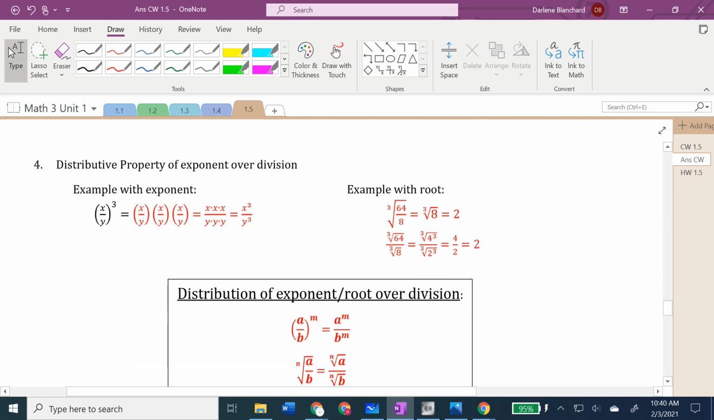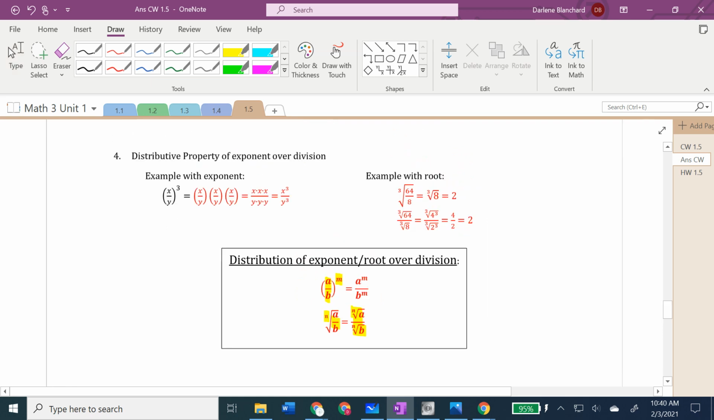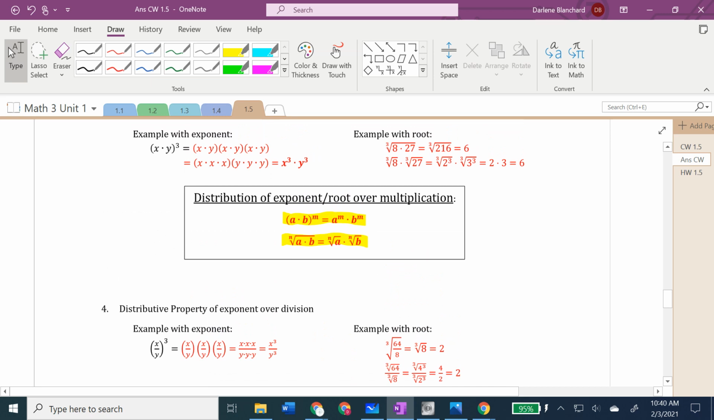Additionally, division is the inverse operation of multiplication. So just like you can distribute an exponent over multiplication, you can distribute an exponent over division. And then the inverse operation of both, the root and the division, also distributive property. And I have several examples here to show you why all of those work.